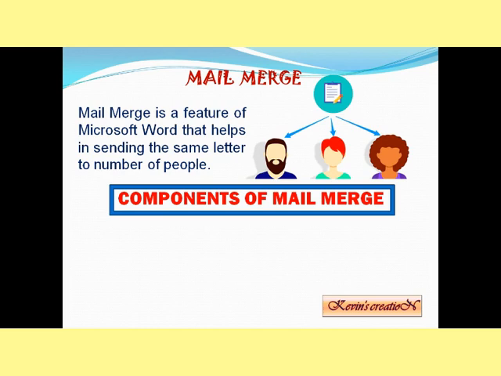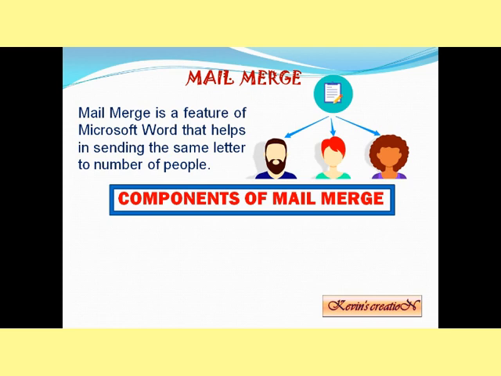In this situation we have got the same letter, but the recipients, those who are going to receive the letters, are different. So for each individual letter the name and the address is different, but the main letter or the text remains the same. So that's what we do through mail merge in MS Word.